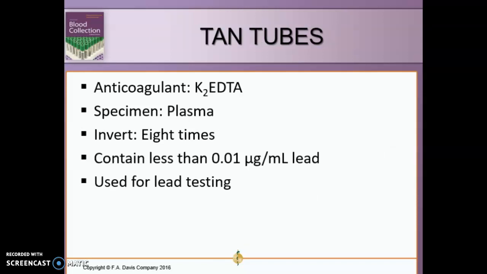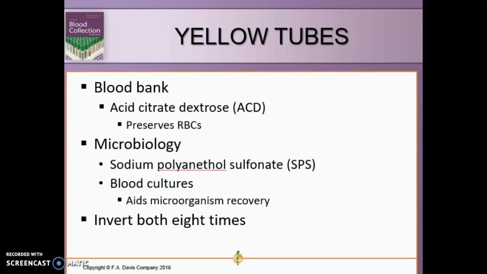Looking at our tan tubes, the anticoagulant is potassium EDTA. The specimen is plasma. We're going to invert it 8 times. It contains less than 0.1 milliliter of lead, and it's used for lead testing. So one of the big things we need to remember about this tan tube is the need for lead testing.